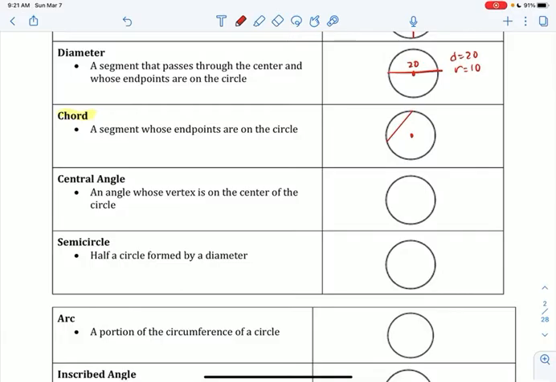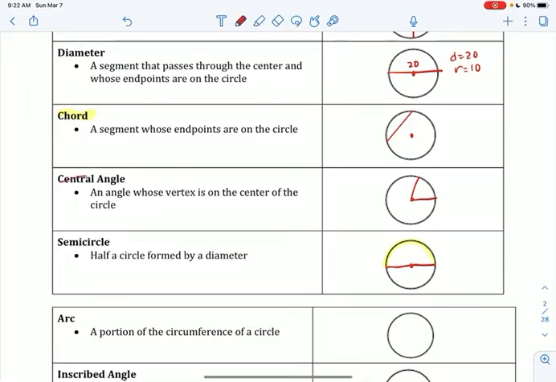Central angle. So this is something we're going to talk about a lot tomorrow. So it's an angle whose vertex is the center of the circle. So if I have the center of the circle and then I have that angle right there, that is a central angle. The vertex is in the center of the circle. And then, of course, you already should probably be familiar with semicircle. So a semicircle is just half of a circle. So if I'm just talking about like this half of the circle, all right, that's a semicircle.